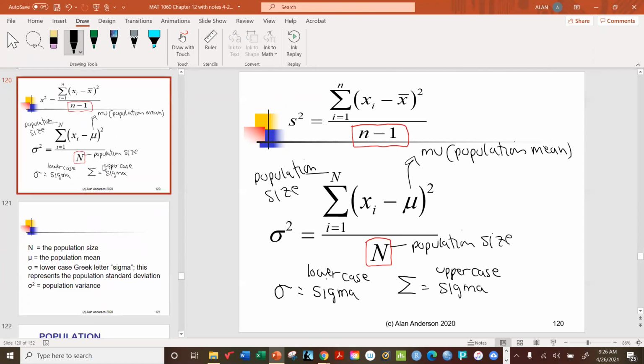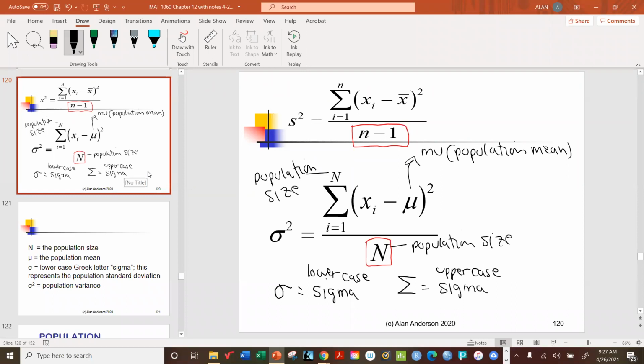Now, we're not going to do a separate example for this one just yet. Later on, when we're doing our practice problems, we will. But for now, I just wanted you to see the difference between the two. They both mean the same thing. They're both a measure of dispersion, but one is applied to populations and one is applied to samples.